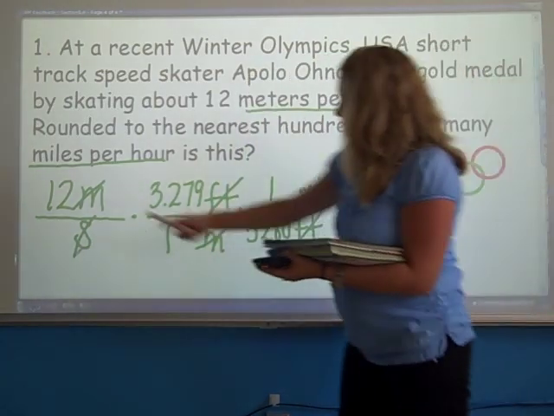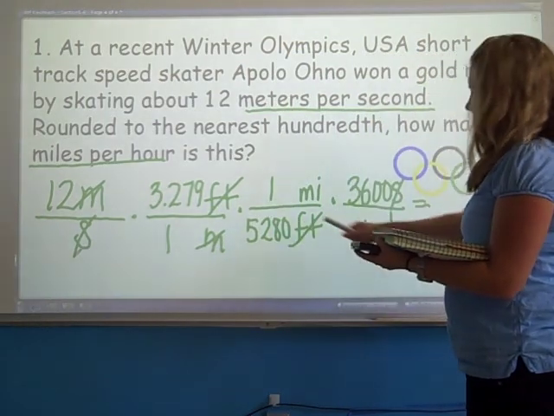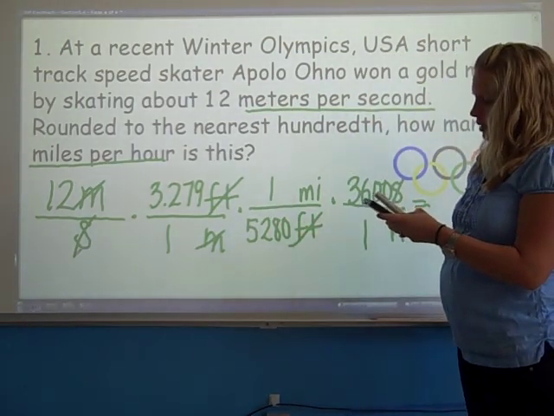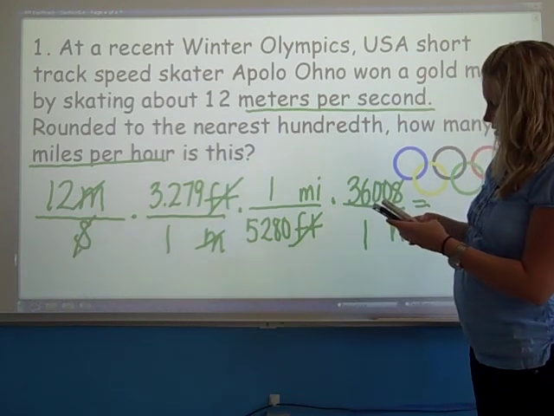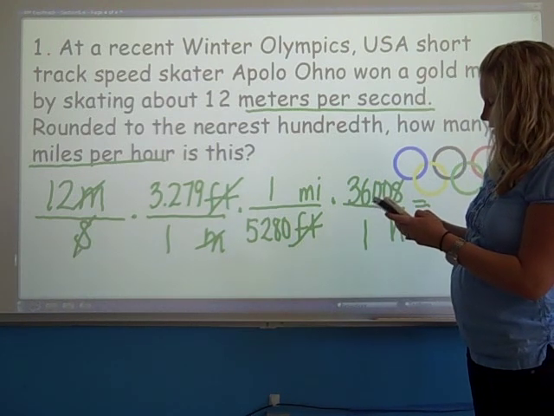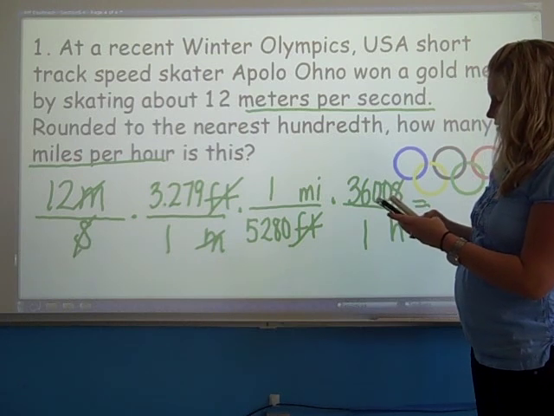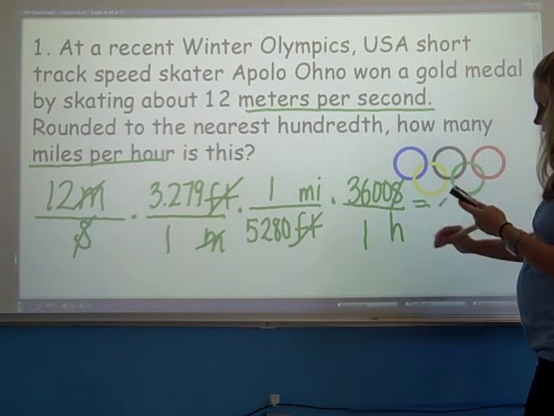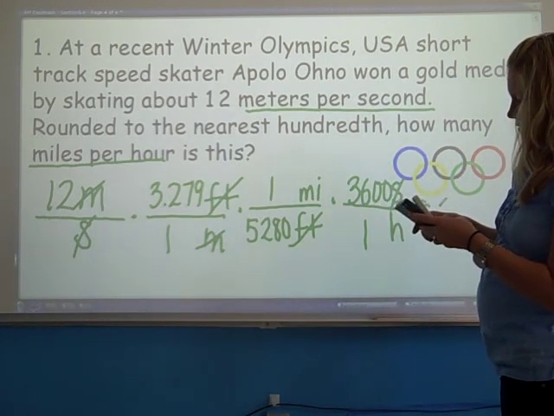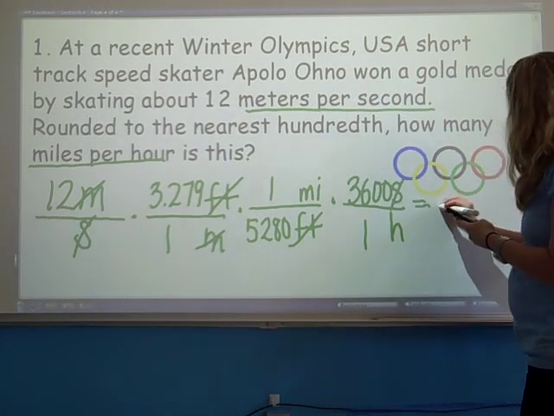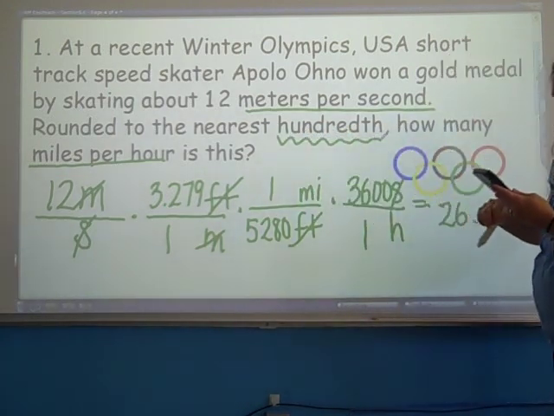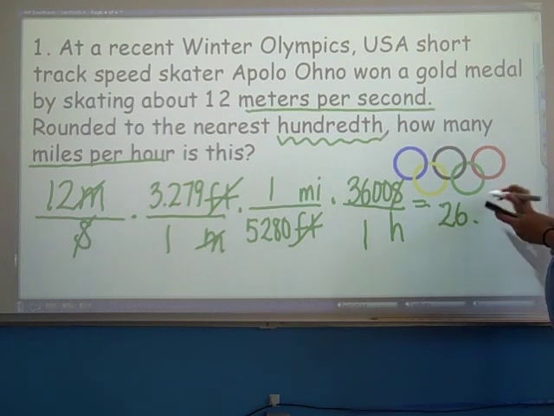What I would do: multiply everything across the top, multiply everything across the bottom, and then divide. Across the top, I have 12 times 3.279 times 3,600, and then I'm going to divide it by 5,280. I get 26 point, round to the nearest hundredth, 83 miles per hour, MPH.